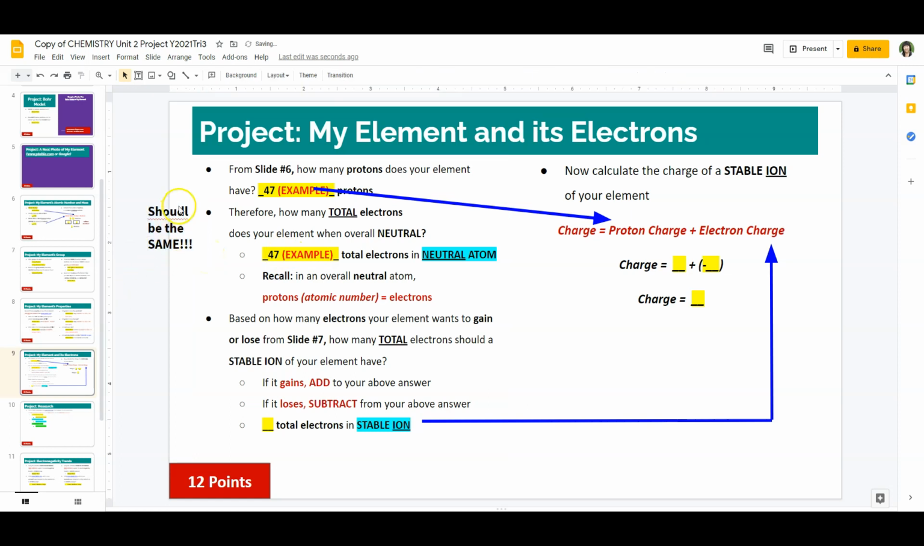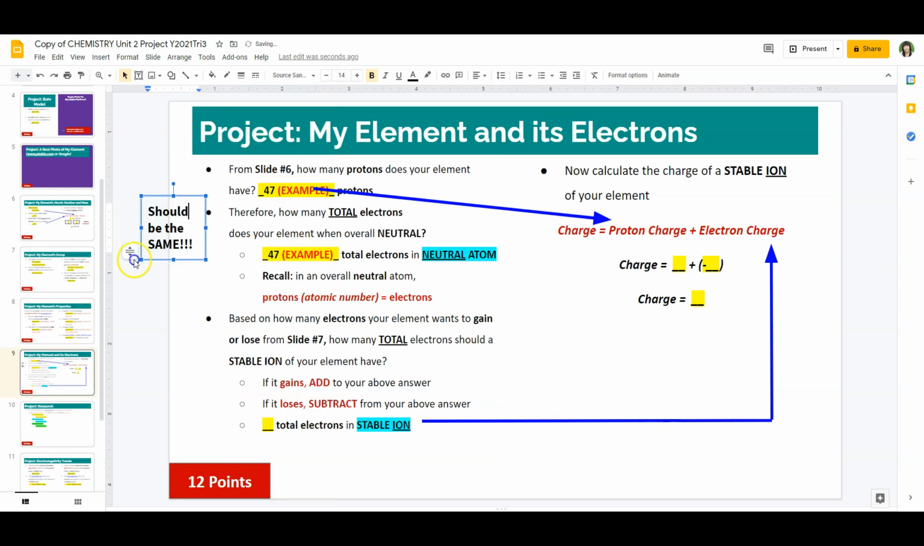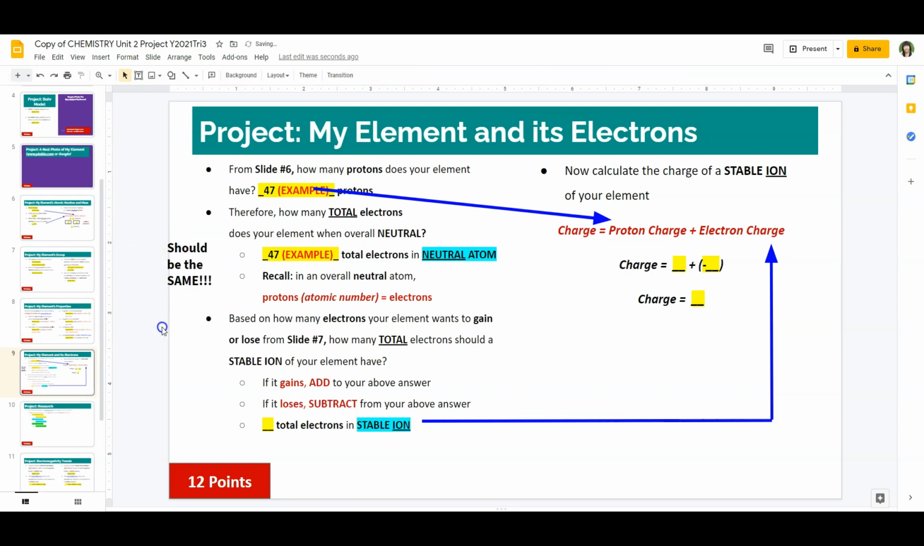Okay, all right, so then taking a look here, based on how many electrons your atom wants to gain or lose from slide 7, how many total electrons would a stable ion of your element have?